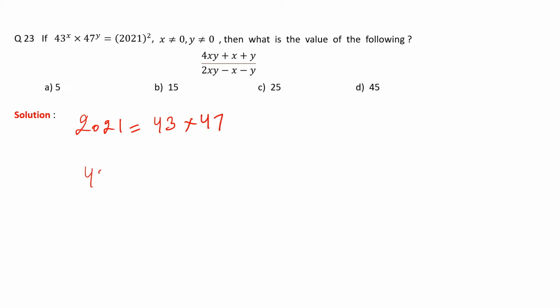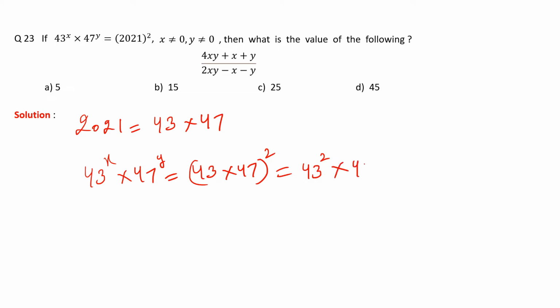So that means 43 power x into 47 power y can be written as 43 into 47 whole square, right? So it becomes 43 square into 47 square. Now, just by comparing both sides, we can say the value of x has to be 2 and the value of y has to be 2, because there is no other option.